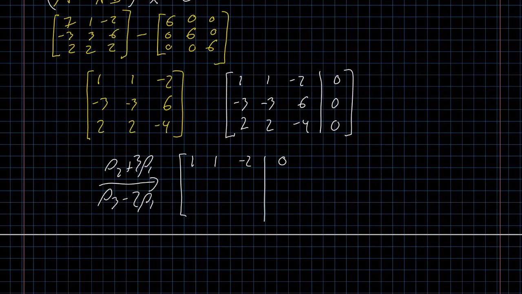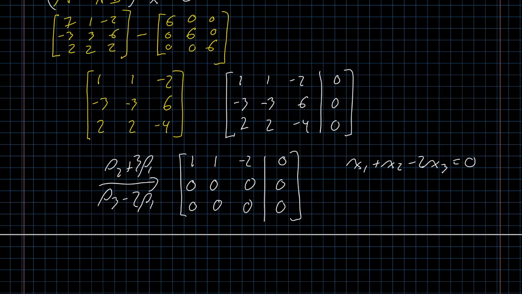well, negative 3 plus 3 is 0. Negative 3 plus 3 is 0. 6 minus 6 is 0. 2 minus 2 is 0. 2 minus 2 is 0. Negative 4 minus negative 4. Negative 4 plus 4 is 0. And we get one non-zero row and 2 rows of all zeros. Right, so I get just one equation out of this. x1 plus x2 minus 2x3 equals 0, which I can rearrange and write as x1 equals negative x2 plus 2x3.